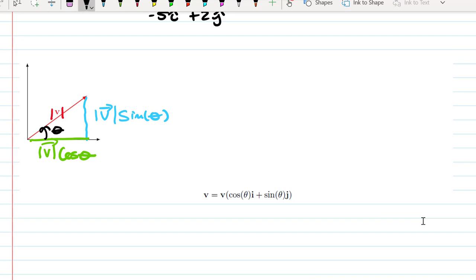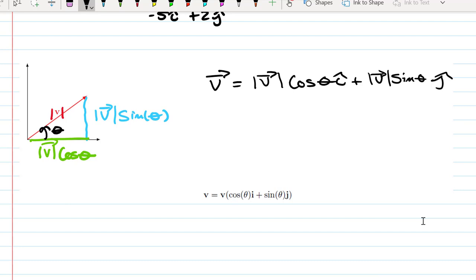So if I write the vector v in terms of these components, it would be the magnitude of v times the cosine of theta i hat plus the magnitude of v times the sine of theta j hat. If I factor out my common factor of the magnitude of v, which is missing from my formula down here, we would then have cosine theta i hat plus sine theta j hat.